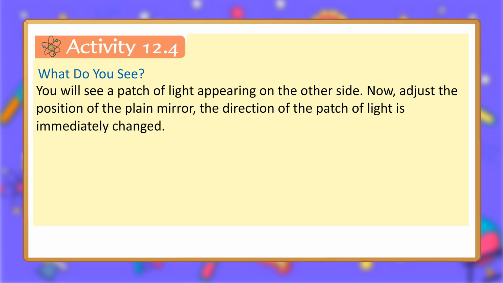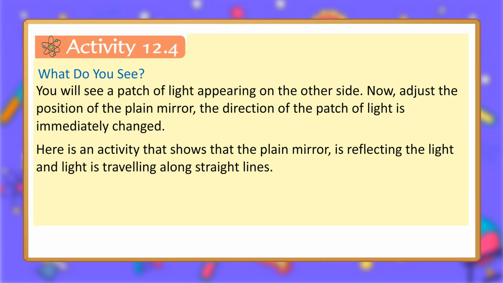Now, adjust the position of the plane mirror. The direction of the patch of light is immediately changed. Here is an activity that shows that the plane mirror is reflecting the light and light is traveling along straight lines. Regular and diffused reflection.